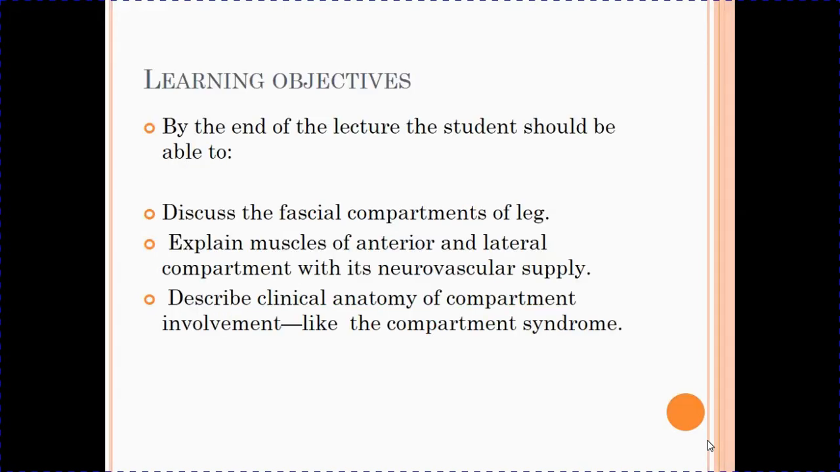Learning objectives. By the end of the lecture, the student should be able to discuss the fascial compartments of leg, explain the muscles of anterior and lateral compartment with its neurovascular supply, describe the clinical anatomy of the compartment involvement like the compartment syndrome.